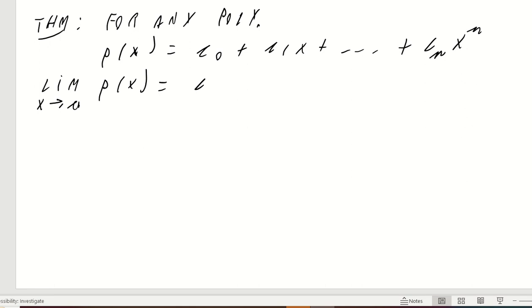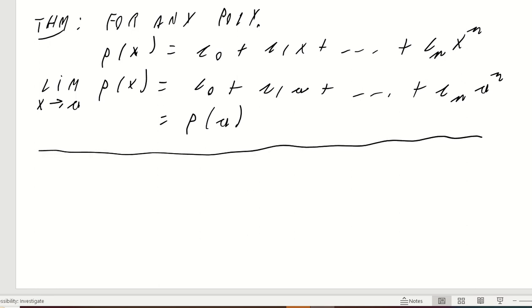So it'll be equal to the polynomial evaluated at a, which is c0 plus c1 by a plus a lot of other terms plus cn by a to the power of n. So this is just equal to the polynomial p evaluated at a. Okay, so that's the theorem we're going to prove today.